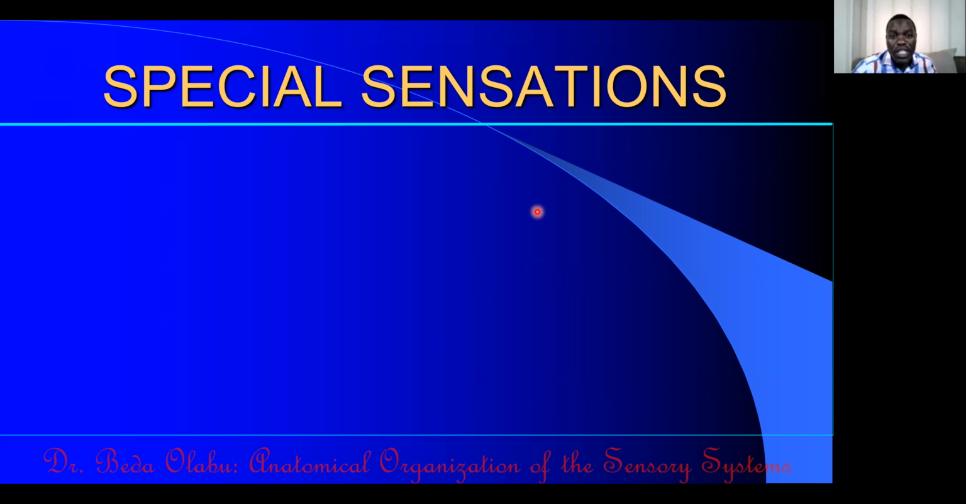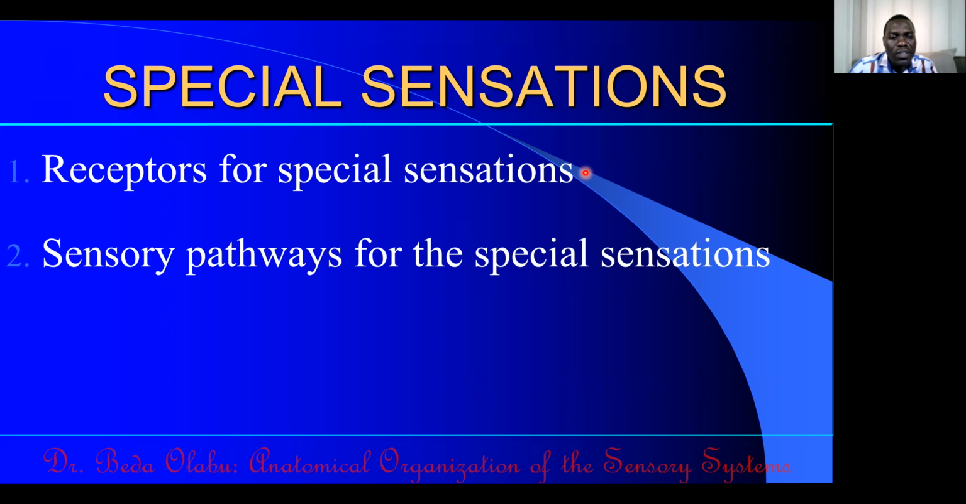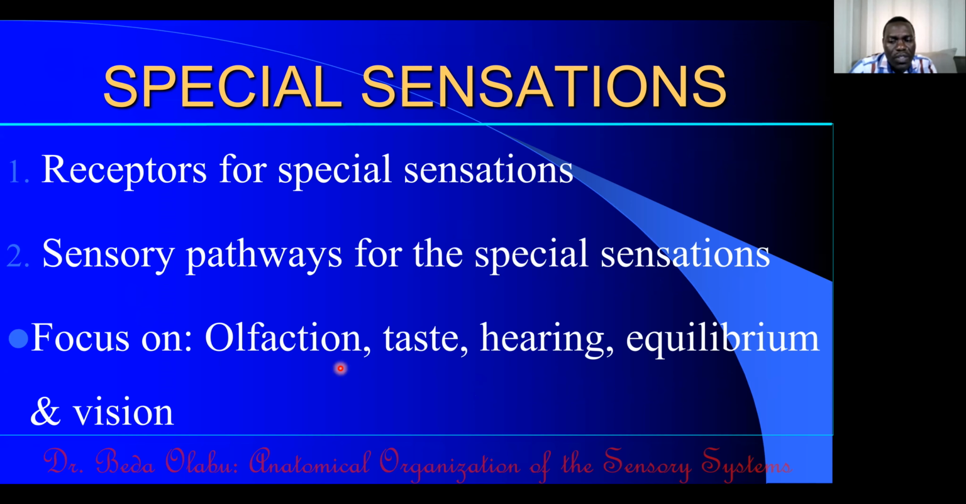Now I've finished with general sensations. I want us to talk about special sensations, and we'll just talk about two special sensations today. So here we're going to look at receptors of special sensations. We are going to look at sensory pathways for the special sensations. Remember, the special sensations we have in mind are olfaction, taste, hearing, equilibrium, and vision. We'll only look at the first two today: olfaction and taste sensation.